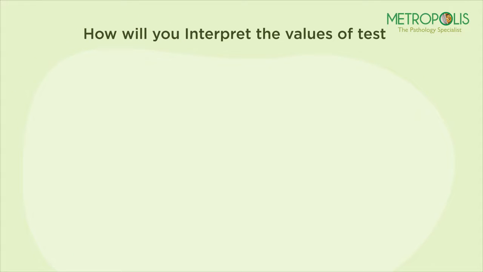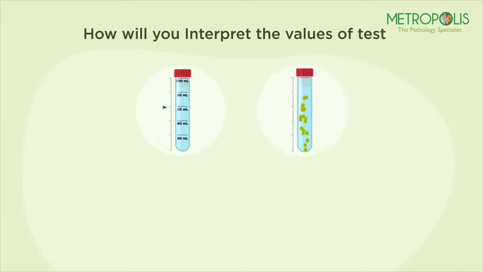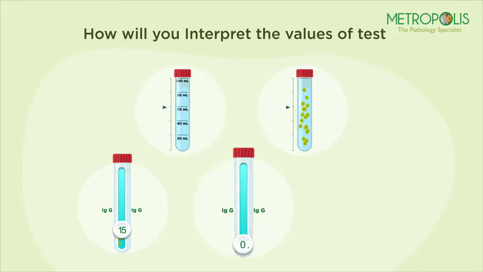How will you interpret the values of the test? The test is reported in international units per ml. The value reported quantifies the antibodies present in the sample. If the value is below the cutoff mentioned in the report, it indicates absence or very low levels of neutralizing IgG antibodies to SARS-CoV-2. Values above the cutoff indicate the presence of neutralizing IgG antibodies to SARS-CoV-2. It generally indicates exposure of the subject to SARS-CoV-2 due to infection or vaccination.